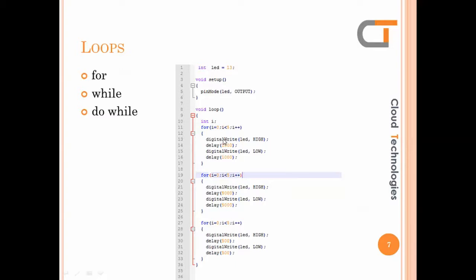In every for loop we are making the LED high for some time duration. In the first for loop we are giving a time duration of 1 second: 1 second on and 1 second off. In the next for loop the LED will glow for 5 seconds and be off for 5 seconds. 5000 milliseconds is equal to 5 seconds. Next we have the third for loop, in which we have given a duration of 500 milliseconds, half a second.